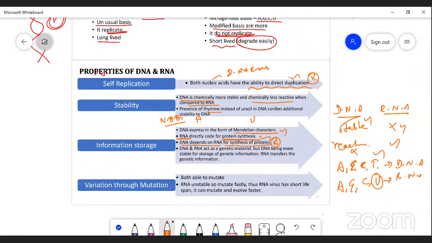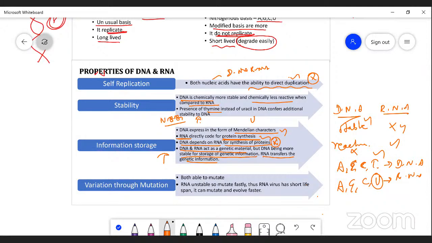DNA and RNA are both genetic material, but the DNA is more stable for the storage of genetic information, because the RNA is genetic material only in lower organisms, especially viruses. The DNA is the genetic material for all the organisms. So the DNA is the most stable because of the presence of thymine. It stores a larger amount of genetic information compared to the RNA. RNA also transfers genetic information, but not as much as DNA, because the DNA is more stable than the RNA.